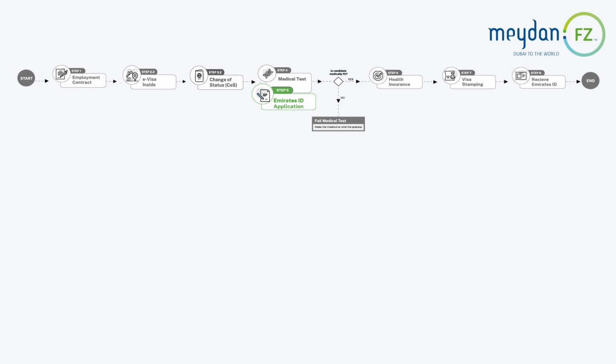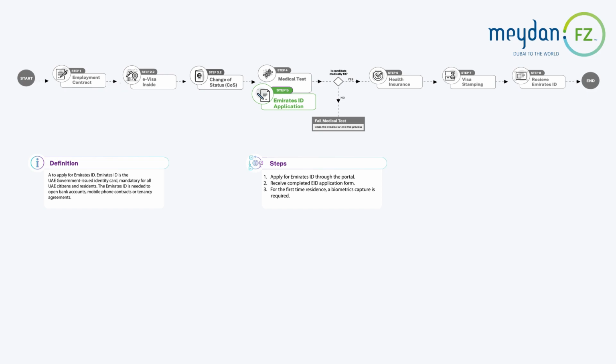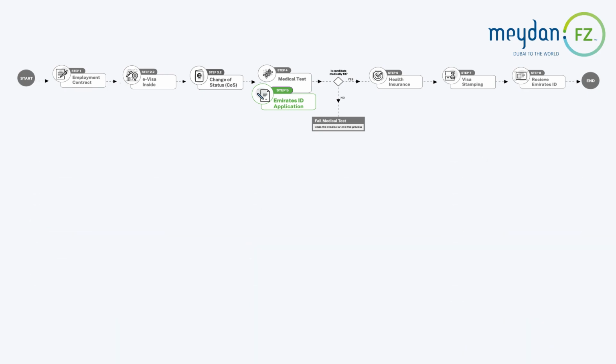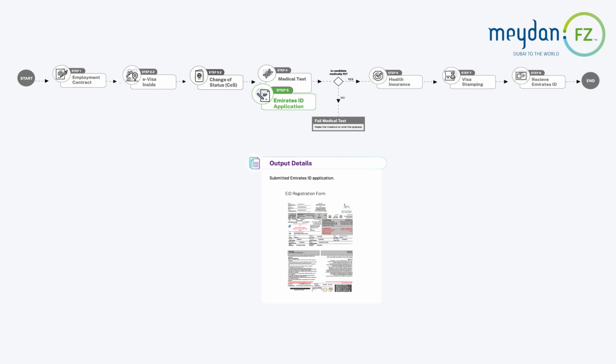Five. Upon a fit medical result, the next step is to apply for Emirates ID. Emirates ID is the UAE government-issued identity card, mandatory for all UAE citizens and residents. The Emirates ID is needed to open bank accounts, mobile phone contracts or tenancy agreements. Let's look at the steps to apply for Emirates ID. Apply for Emirates ID through the portal. Receive and complete the Emirates ID application form. For first-time residents, biometric of the applicant has to be captured. Below mentioned are the documents required to apply for Emirates ID. Highlighted now is an example of a filled application form.